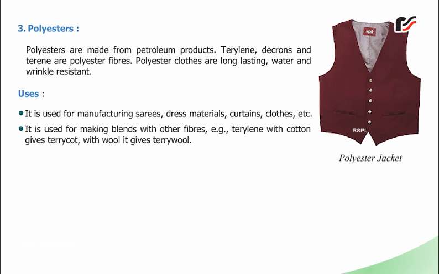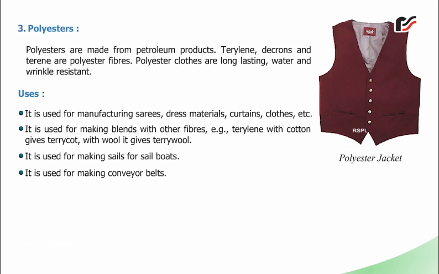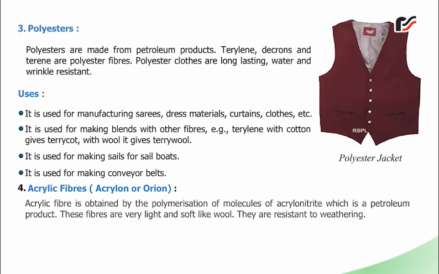For example, terylene with cotton gives terrycot, with wool it gives terrywool. It is used for making sails for sailboats. It is used for making conveyor belts. Number 4. Acrylic fibers. Acrylon or Orlon. Acrylic fiber is obtained by the polymerization of molecules of acrylonitrile, which is a petroleum product.